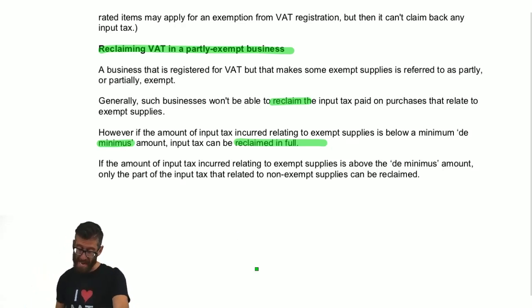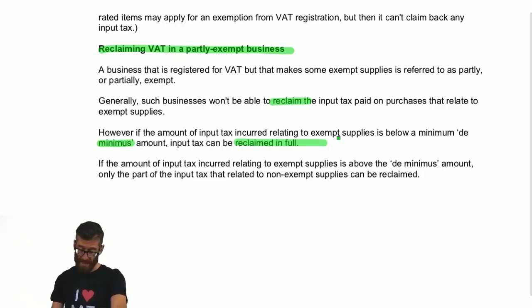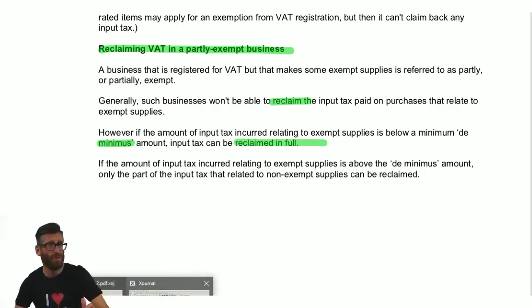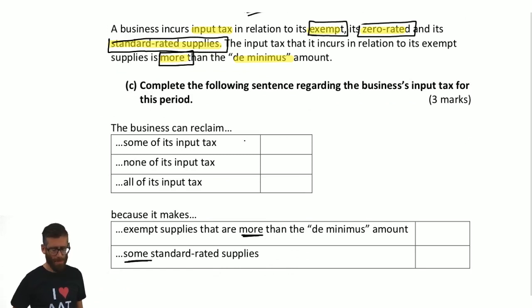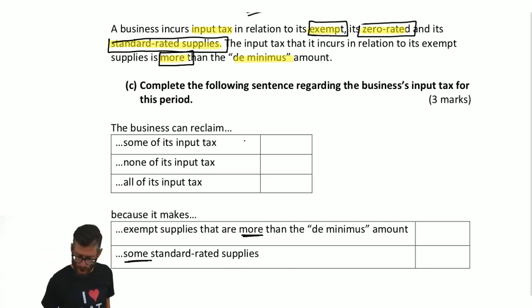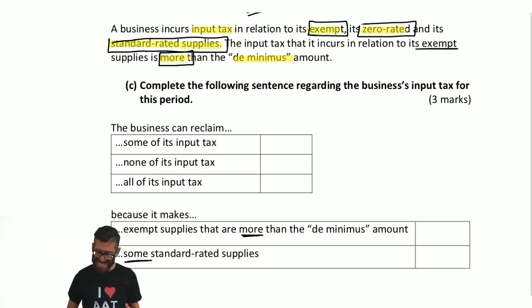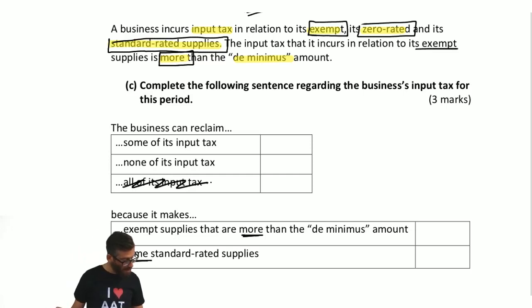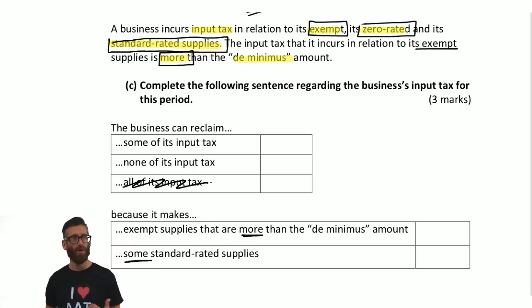If the amount of input tax incurred relating to exempt supplies is below, input tax can be reclaimed in full. And guys, look at the question, so careful you need to be here. Right, I have problems with my screen. No problems now, it's come back, thank you. So, we were told that the input tax in relation to its exempt supplies is more. Now, what that does, it says it's not all. It can't be all, because it was only all if it was below. So it cannot be that one. So we're on some or we're on none.